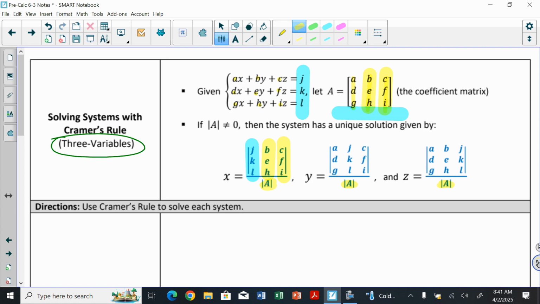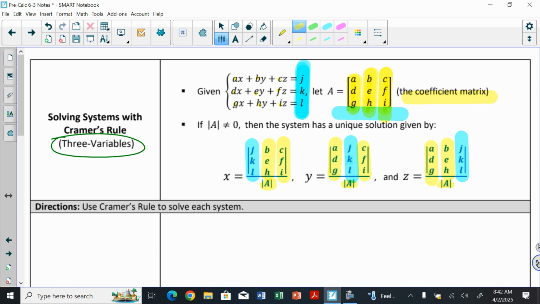Then when I'm trying to find the Y coordinate, I'm going to replace J, K, L with the middle column, because that's where my Y values would be. And the other ones stay the same, right? ADG would be on the left, CFI on the right. And the last one, of course, if I'm trying to find Z, that means I would replace JKL with the right column because that's where my Z variables are. And then the other two would stay the same. ADG and BEH would stay the same as they did in the coefficient matrix up here.